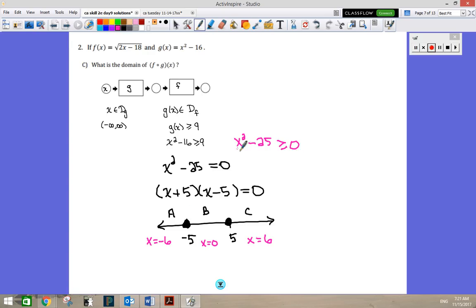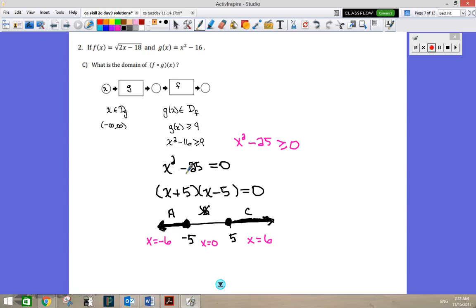If I plug in x into this inequality, will it be a true statement or a false statement? If I square negative 6, I'll get 36. 36 minus 25 is positive. So I'm going to shade region A, because any test point that I would have picked and squared, that subtraction would be positive. Plug in 0, 0 squared is 0, and 0 minus 25 is negative. I'm not going to shade in this middle region. Plug in 6, 6 squared is 36, 36 minus 25 is positive. I'm going to shade this region.